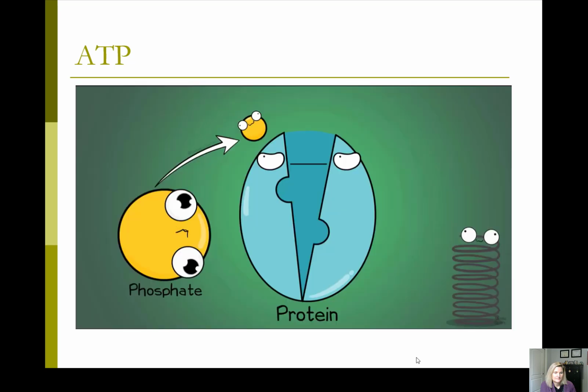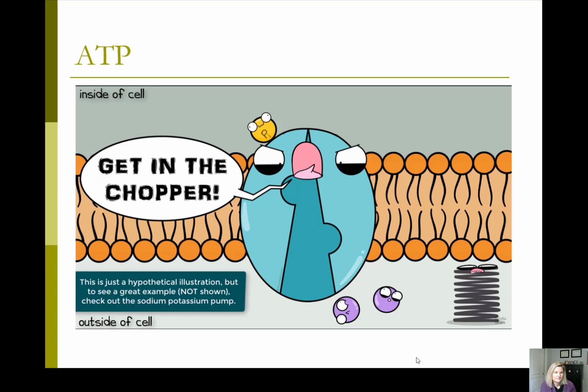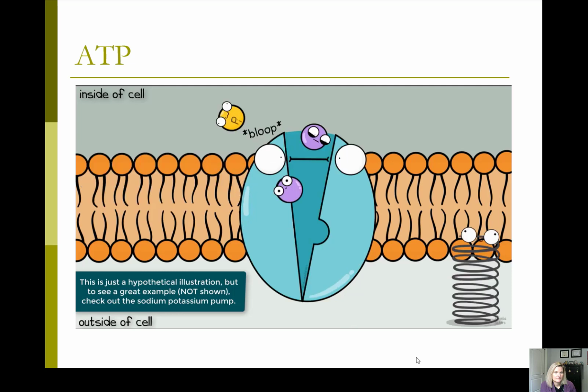When the phosphate is transferred to this protein, we say the protein has been phosphorylated. Sounds powerful. We can say in our example that this protein is more reactive and less stable in this form, this phosphorylated intermediate state. When it reverts into its original, more stable shape, it can assist in moving them the other direction.